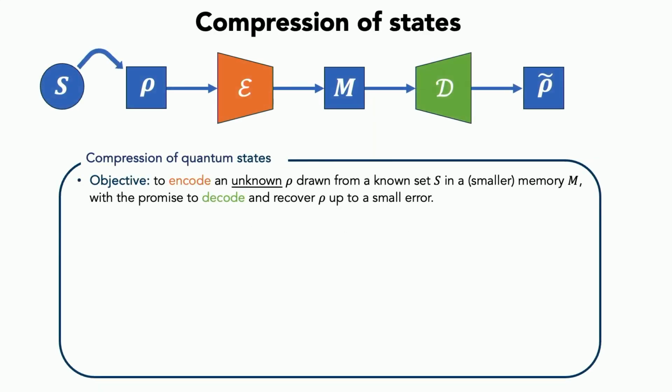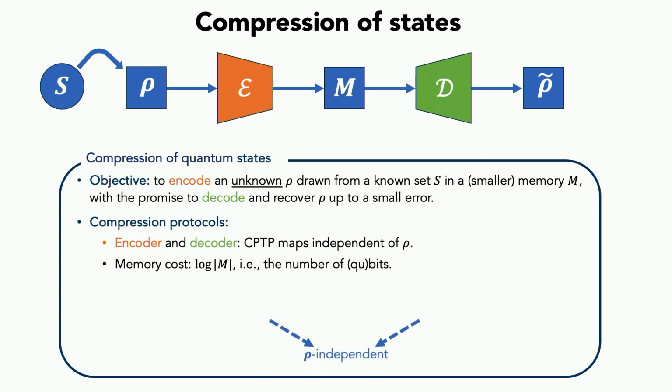Let me briefly remind you what task we are considering. We consider compression of quantum states, which means that we want to encode some unknown quantum state rho drawn from some given set S into some memory M. And we would like to recover this rho, of course, up to some tolerable small error. Our goal is to design some compression protocols consisting of encoders and decoders, which are CPTP maps that are independent of the input state. So we don't know what the state is. In this setting, it's sometimes called a blind setting of compression.